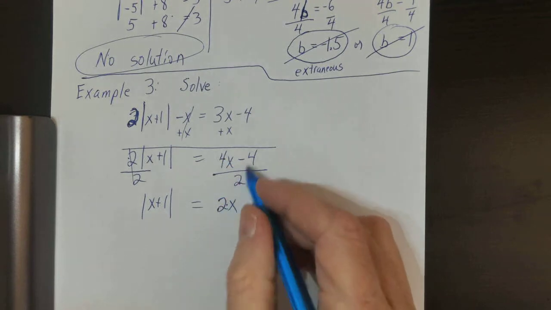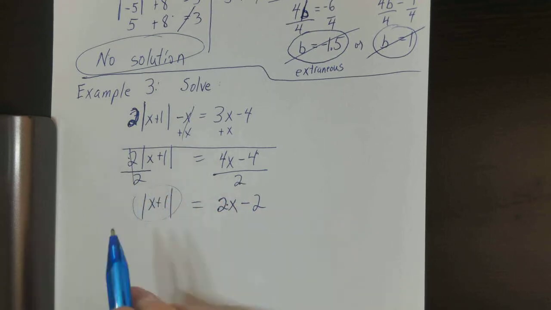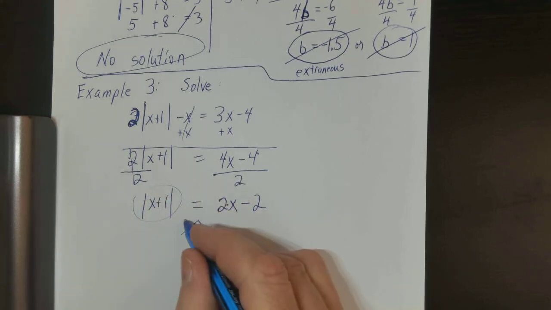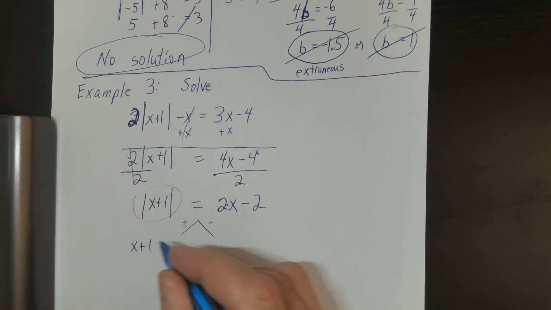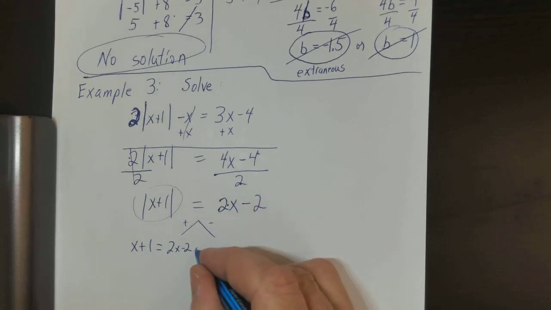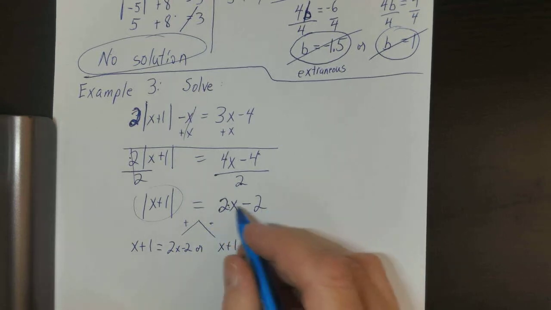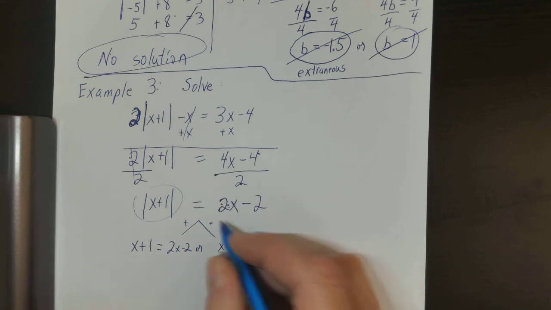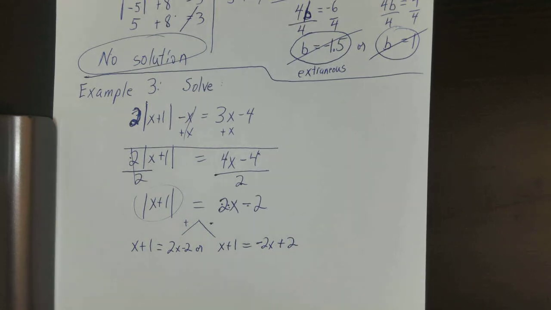4x divided by 2 is 2x. 4 divided by 2 is 2. Absolute value of x plus 1 equals 2x minus 2. So there's the isolating. Isolate, split. You got a positive and you have a negative. So this first one is x plus 1 equals 2x minus 2. Just leave it like it is. Or x plus 1 equals, and with the negative we go exactly opposite, negative 2x, but a negative and negative 2, that's positive 2. So I have my two equations to solve now.